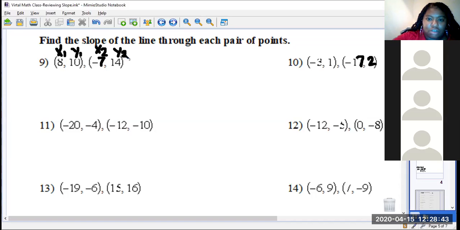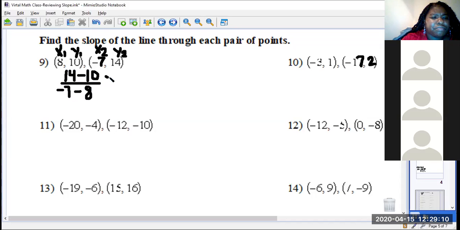All right. So what goes at the top? 14 minus 10. And that's going to be over negative 7 minus 8.